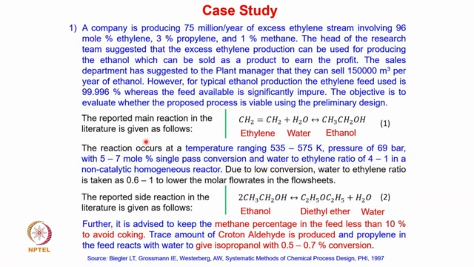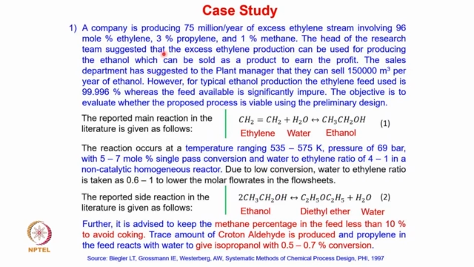So in order to understand this concept, let's take a simple illustrative example. This example we have taken from the textbook Systematic Methods of Chemical Process Design. In this example, a company is producing 75 million per year of excess ethylene stream, which involves 96 mole percent ethylene, 3% propylene and 1% methane. In this case, the objective is how we can use this excess ethylene for a different product which the company can sell and then earn a profit.